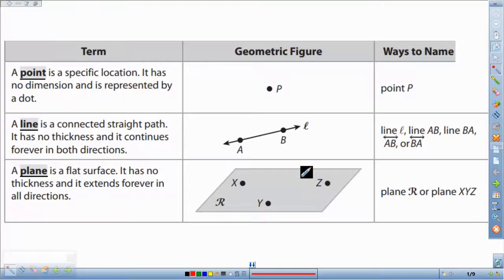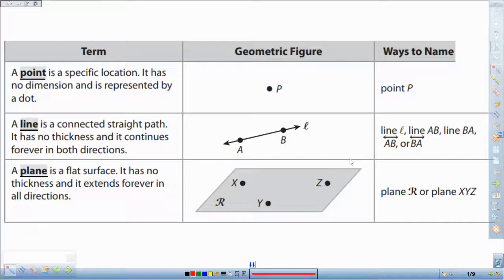The next main thing we have here is called a plane. It says a plane is a flat surface. It has no thickness and it extends forever in all directions. Here is an example of a plane. Even though it looks like a box here, this plane would technically go in all directions forever. You can think of a plane as a flat piece of paper.